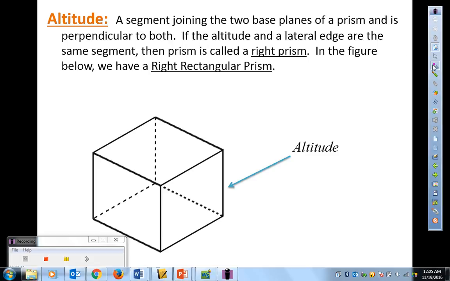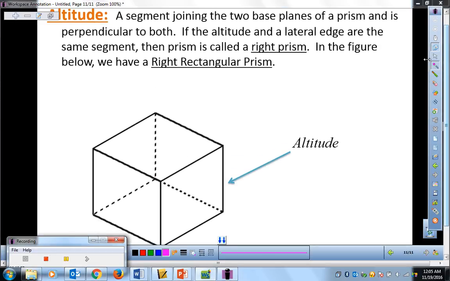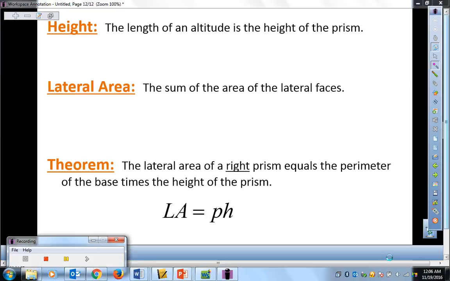The base is named off the bottom and top. The base is a rectangle, so they would be right rectangular prisms. The length of the altitude is the height, so that is the height of the prism there. The lateral area is the area around the sides. We talked about lateral faces being all the figures around the sides, and lateral edges being the segments on the sides that join the bases. The lateral area is the sum of the areas of the lateral faces. It would take a while to add all those up.